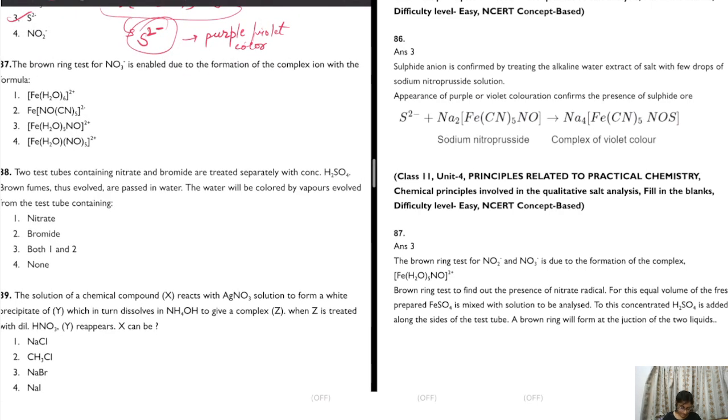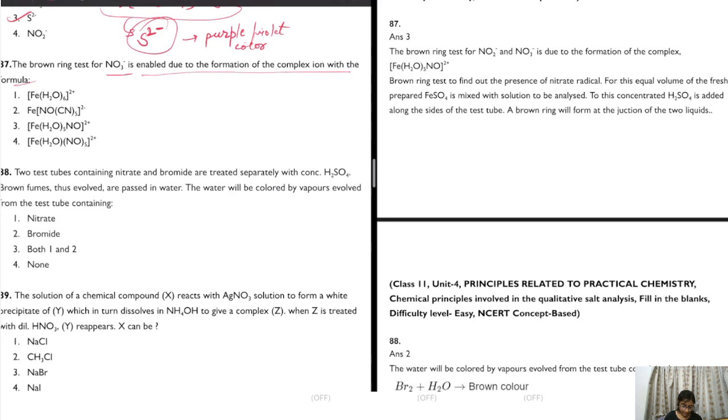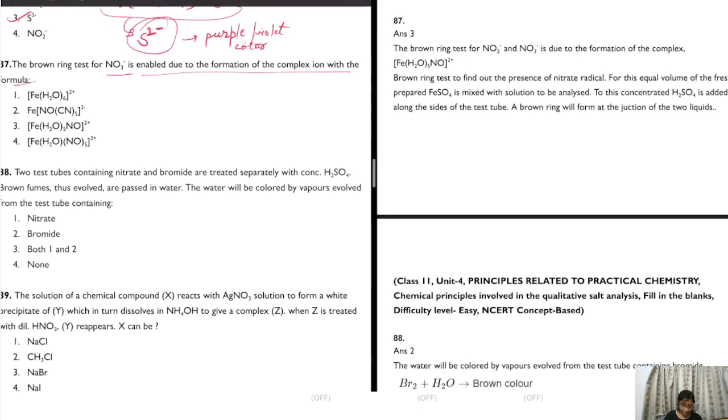The brown ring test for NO3 negative is enabled due to the formation of a complex with the formula. Brown ring test is very important. We can detect the presence of NO2 negative, NO3 negative, sorry, NO3 negative. So what is the complex? The complex is [Fe(H2O)5NO]2+. Okay, so this corresponds to option number 3.